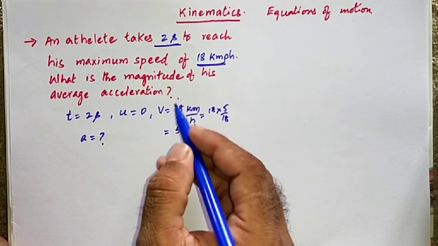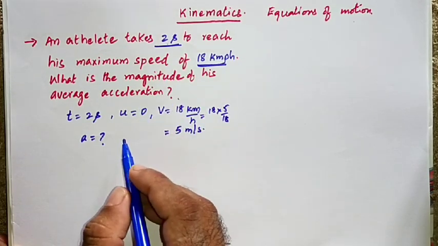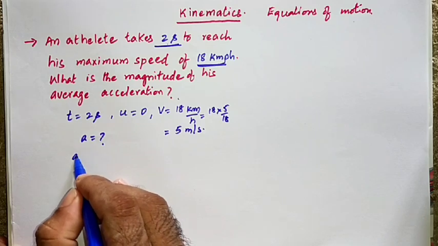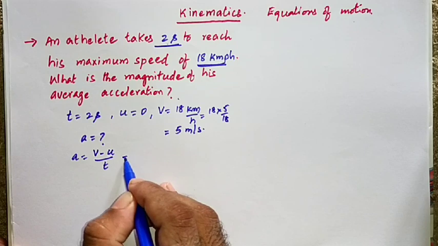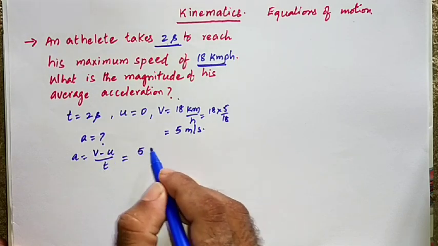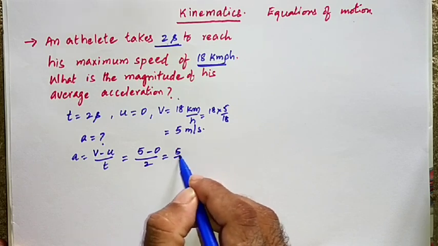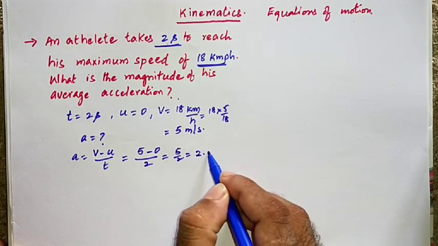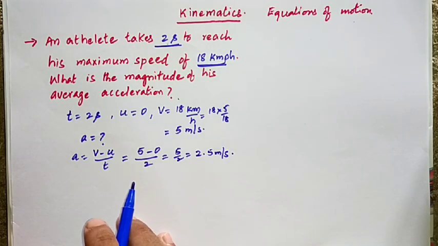So first you read the problem and write given data properly. Then half of the problem is done. Now acceleration is equal to, what is the formula? V minus u by t. Then substitute that, that is 5 minus 0 by t is 2, that is 5 by 2, that is how much? 2.5 meters per second square is the average acceleration of the athlete.